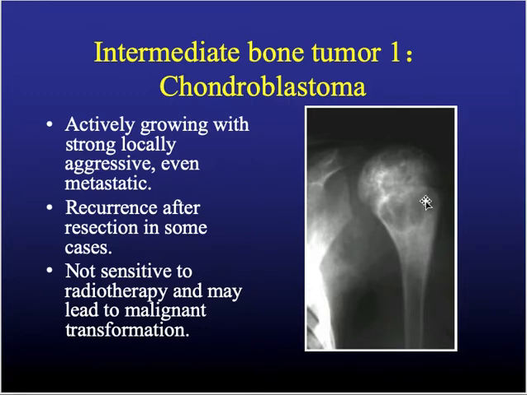Okay, this one basically affects the epiphysis of long bones. Now, it is believed that they arise from cartilage forming cells or immature cartilage cells, that's why they are called chondroblastoma, because they arise from chondroblasts. Okay, so it is very uncommon, but it mostly affects children and young adults, and it is two times more common in males than females. Okay, and the most commonly affected site is the femur, followed by humerus and then tibia.